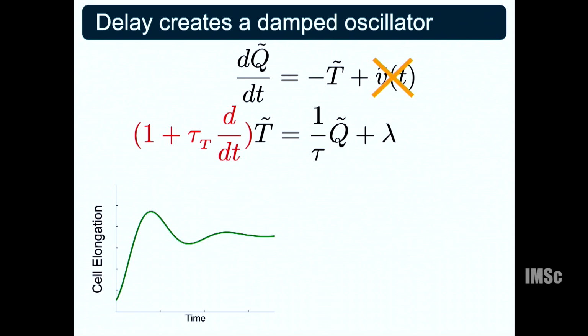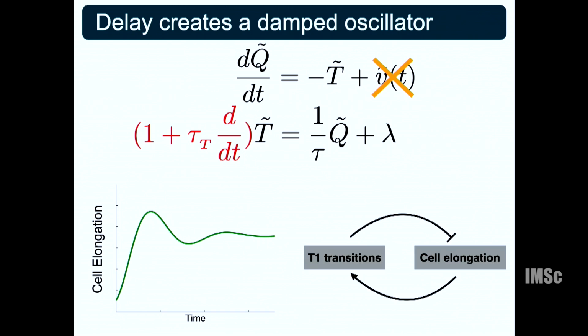Now, so far we had been using this flow field from the experiment. If you don't put in this flow field and just look at what these equations mean, this is what you will see. You will see several oscillations until it attenuates to a steady state. But when you introduce this flow field, it critically damps this to the steady state value. So what we have is some kind of a feedback network between the T1 transitions and the cell elongation.